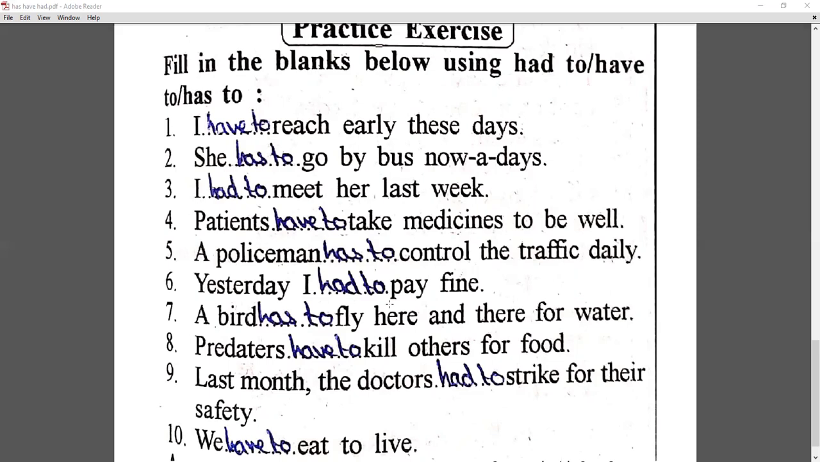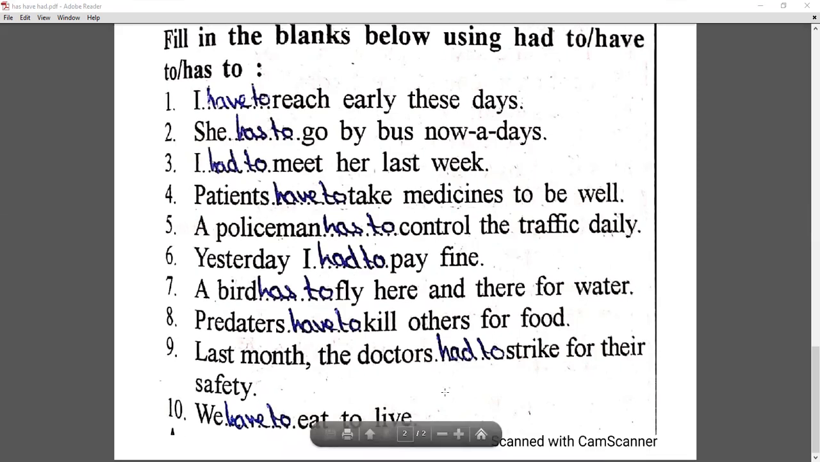Predators have to kill others for food. Predators को क्या करना है? They have to kill others for food. That is ये regular basis पे करेंगे. So it's have to. Last month the doctors had to strike for their safety. Last month doctors को क्या करना पड़ा? They had to strike for their safety. So they had to last month past. We have to eat to live. हमें जीना है तो खाना पड़ेगा. And this work on regular basis we have to do. So that is why we have used have to.